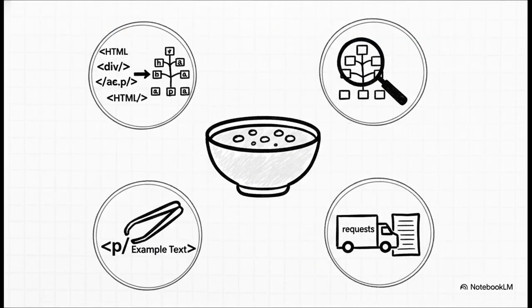And here's kind of how it works its magic. It takes that raw HTML and organizes it into a nice, logical tree. From there, you can search for specific things, like a headline tag or an attribute, like a product's price. And the best part? It integrates perfectly with another library called requests, which is what we use to actually grab the web page in the first place.